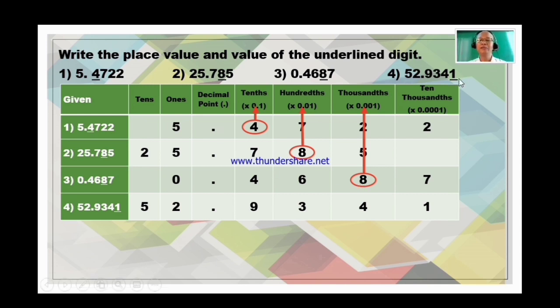Last, number 4. What is our underlined number? 1. What is the place value of 1? Obviously, ten thousands, because that is the fourth place: 1, 2, 3, 4. Ten thousands. So we need to master this pattern. And what is the value of this 1? 1 ten thousand. If you are going to write this, change all the other digits into 0. In whole numbers, only write 1, 0.